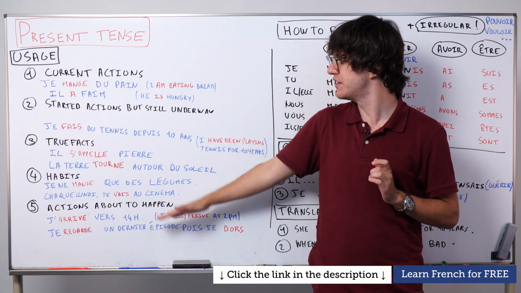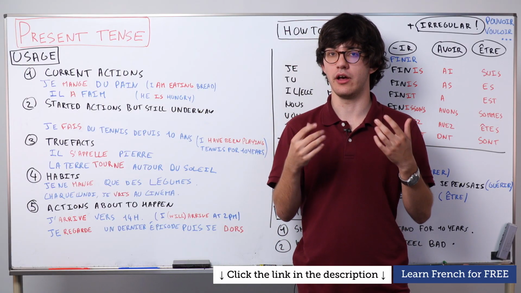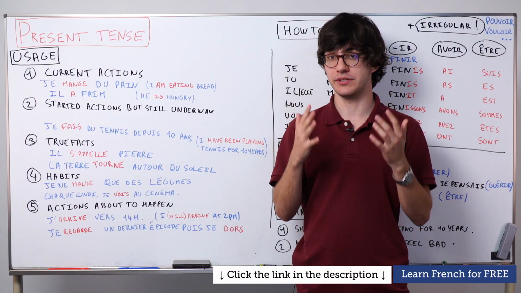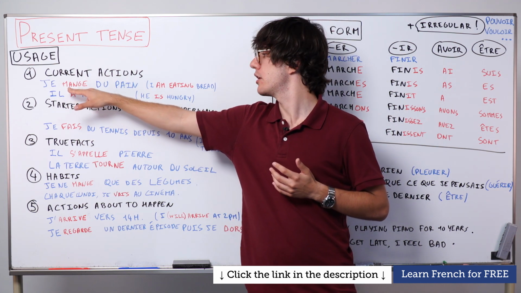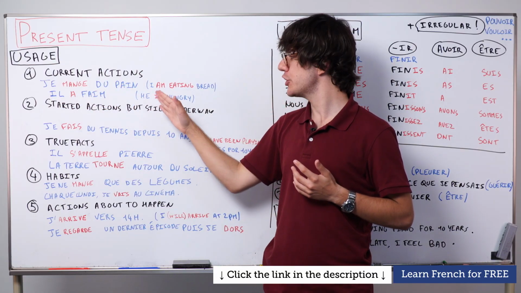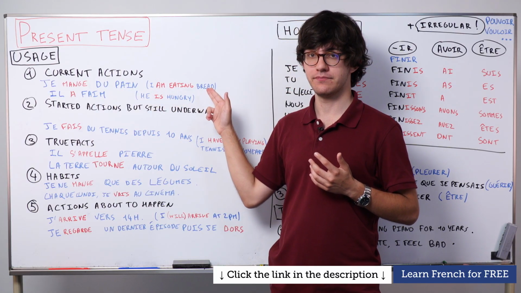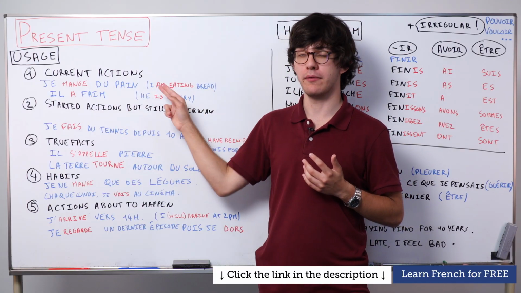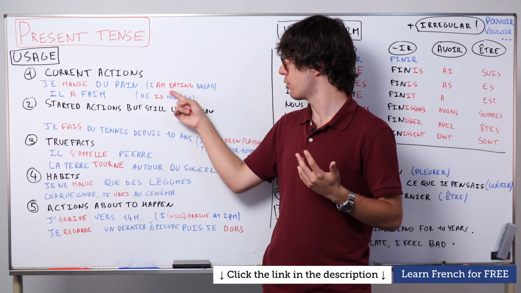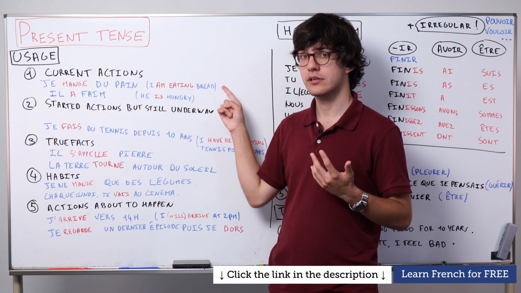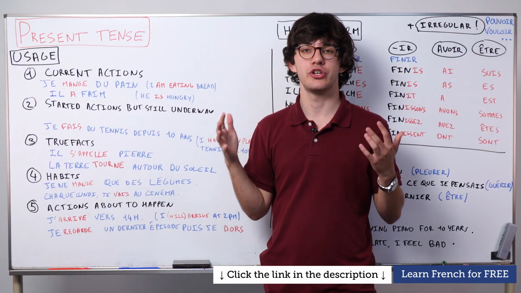So here you can see 5 different usages. The first one is current actions. Like in English, when you want to explain an action that is being done, you use present. Here, first example, je mange du pain. Here the verb is in red, manger, mange. Je mange du pain. In English, you can translate it by I am eating bread, or I eat bread. So here, one way to translate that is to use the present in English as well, but also you can use the progressive one, I am eating bread. So this is current actions. In English, you can use present or progressive present, but in French, it's generally just present.